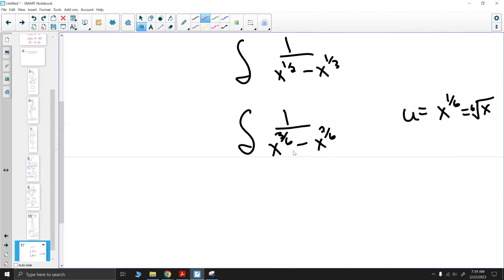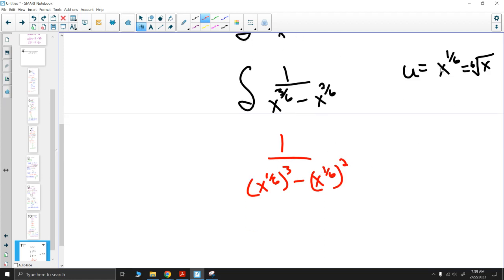So this is a 1/6, right? So there's a cubed of them. This is like saying 1 over x to the 1/6 cubed minus x to the 1/6 squared. That's what these things are. So that will help us in our u sub here. This is 1 over u cubed minus u squared. And we have a dx here, so let's find what we need to have for that.